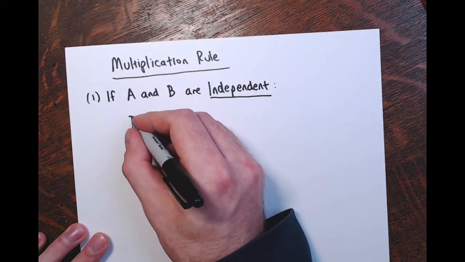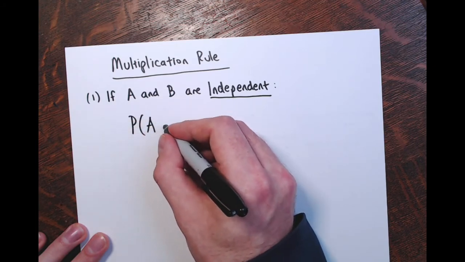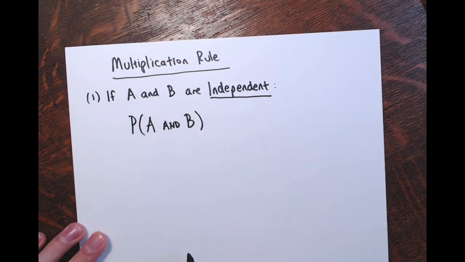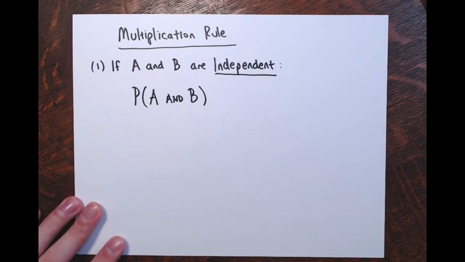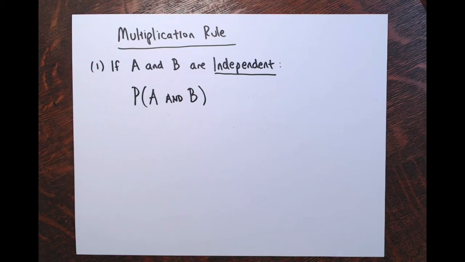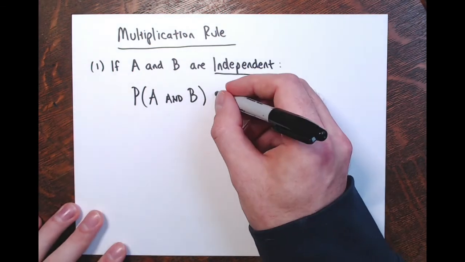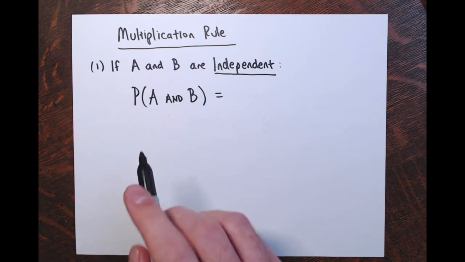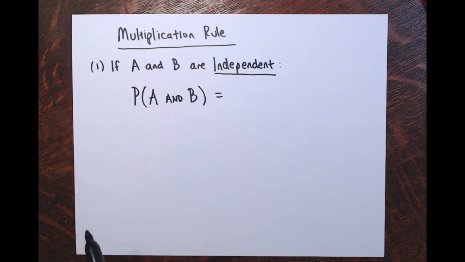Then you have the probability of A and B occurring at the same time. Right, so the addition rule started with "or": A or B. The multiplication rules that you're going to see here start with "and": the probability of A and B occurring at the same time.